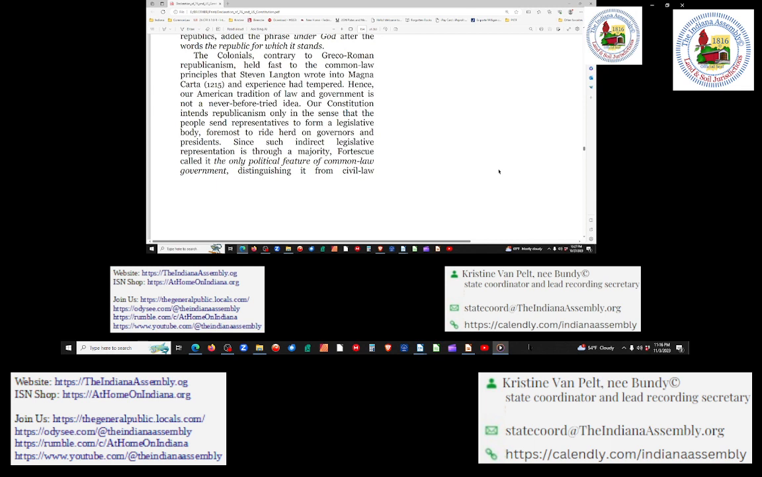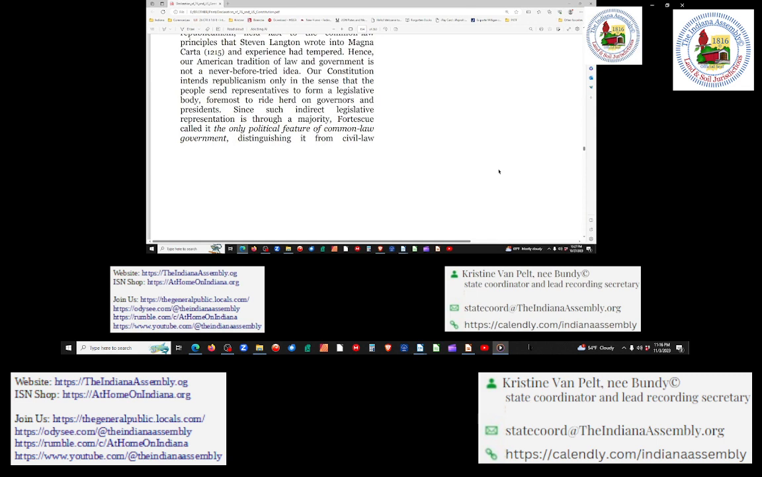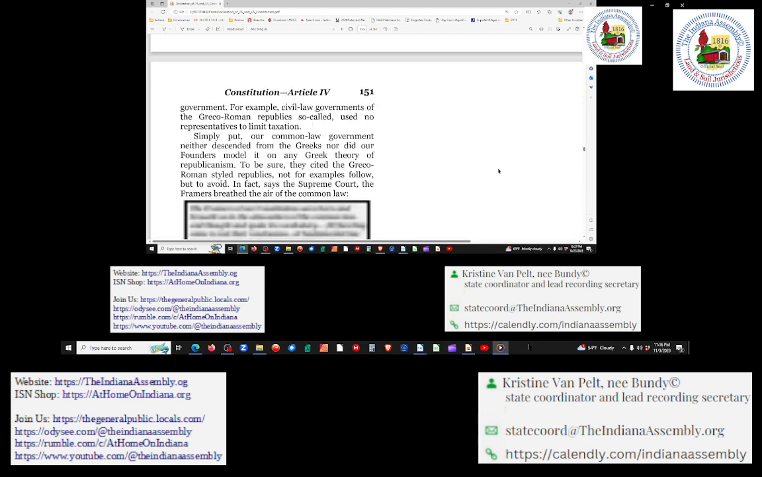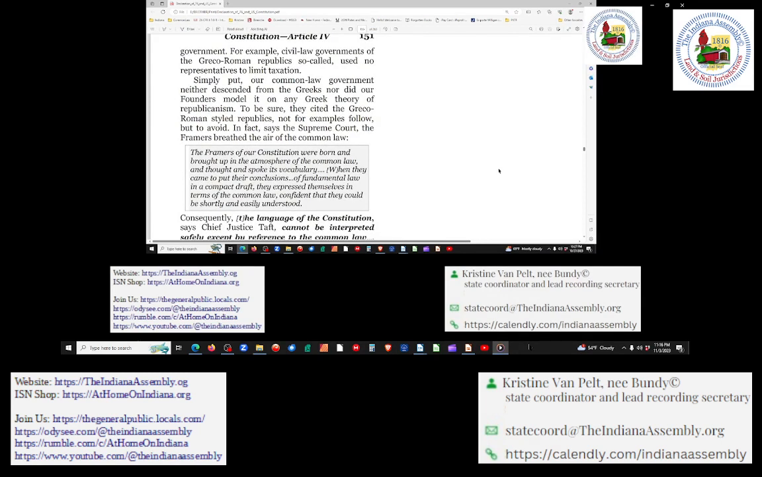Since such indirect legislative representation is through a majority, Fortescue called it the only political feature of common law government, distinguishing it from civil law government. For example, civil law governments of the Greco-Roman republics, so-called, use no representatives to limit taxation. Simply put, our common law government neither descended from the Greeks nor did our founders model it on any Greek theory of republicanism. To be sure, they cited the Greco-Roman styled republics not for examples to follow, but to avoid.